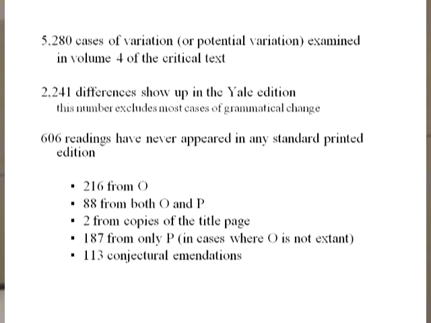And if you look at those numbers there, you will see they're coming from the manuscripts. The majority are coming from the original manuscript. And there are a good number actually from the printers that have never been implemented in any of the editions. You may also note at the bottom 113 conjectures. We'll come back to conjectures.